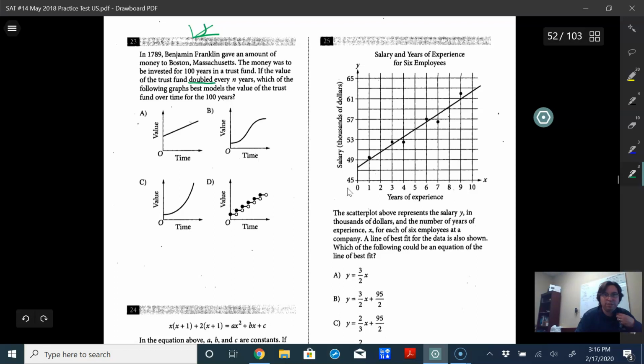Remember, we've seen this language a lot: doubled every n years, especially doubled. When we see doubled, that should automatically tell us that it is exponential. Which of the following graphs best models the value of the trust fund over time for the 100 years? We know it's not linear. This is not what we're looking for, and this is not what we're looking for. We're looking for an exponential function, which means a growth parabolic function, which is C.